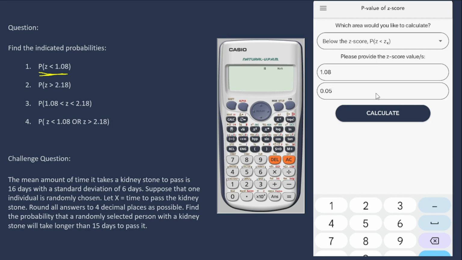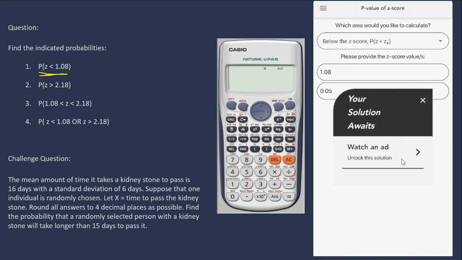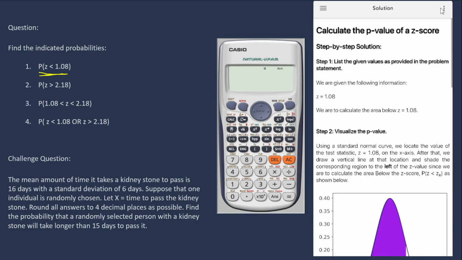We'll be able to understand this one in the solution that will follow. Now that we have already provided the three inputs that are needed from us, we are now ready to click this calculate button and watch an ad to unlock the solution. We are now presented with the solution. First, we list the given values. So here we see that we are given the following information, that z is equal to 1.08, and we are to calculate the area below z is equal to 1.08.